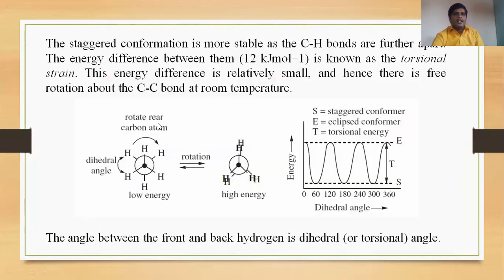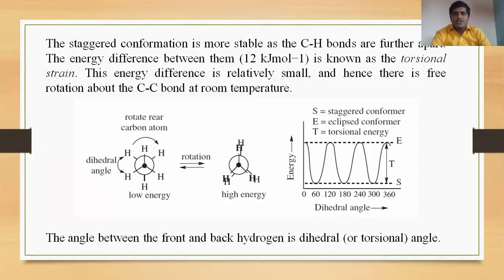Okay, and the staggered conformation is much more stable, as we know, because the hydrogen atoms are far away from each other. The energy difference is 12 kilojoule per mole, which is called torsional strain, and the energy difference is relatively small. Hence free rotation is possible at the carbon-carbon single bond at room temperature.